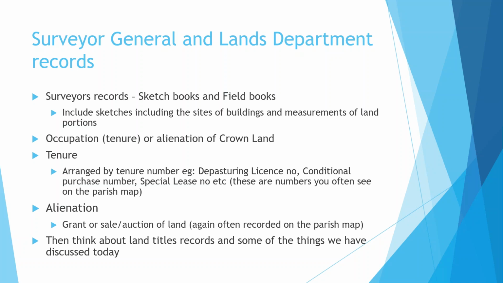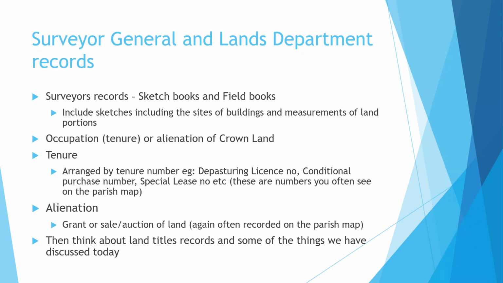We've got records about the occupation or the tenure of Crown land and the alienation of Crown land. So alienation is when land is sold from the government to a private individual, so freehold. And tenure is more about where someone is holding that land from the government. So they might be holding it as a depasturing licence or a conditional purchase or a special lease number, Western Lands lease, etc. You see these numbers on the parish map.